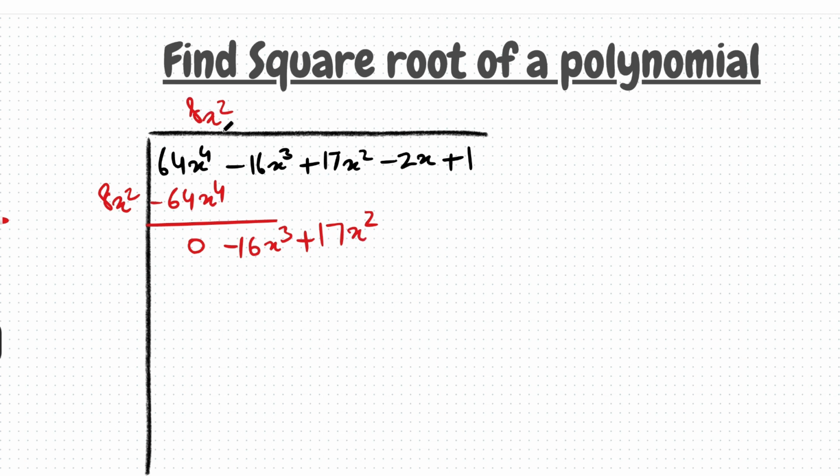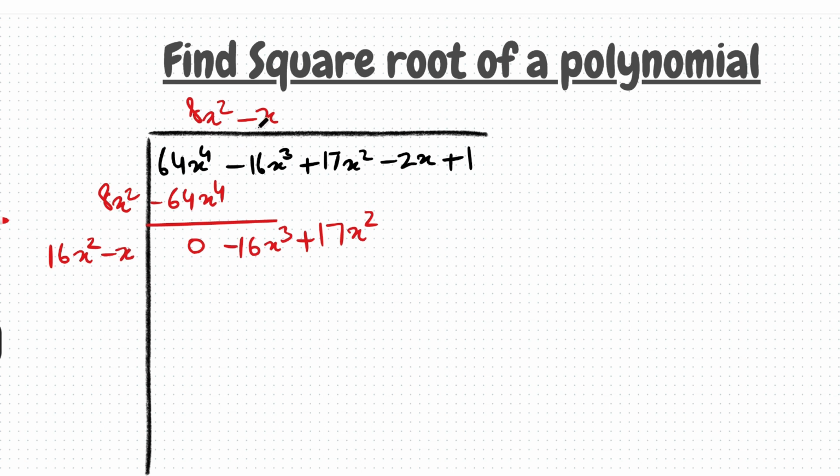Next we need to write the double of 8x square next to this expression, so it will be 16x square. So what we need to do is find an expression or a variable. If we multiply that variable with 16x square, then we should obtain minus 16x cube. So we can observe that if we multiply 16x square with minus x, we'll get minus 16x cube. So we'll write that expression here next to the 16x square and write the same expression in our answer part.